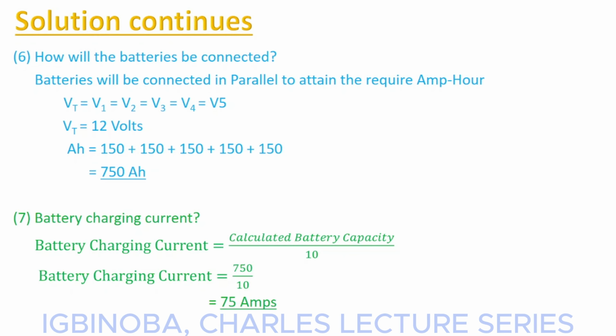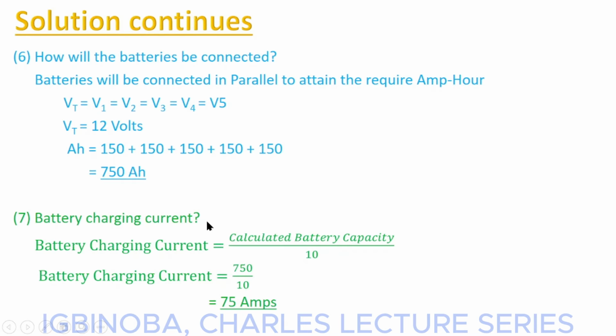That will not be able to drive our load for the required time. So in order for us to get it right, we need to connect the batteries in parallel in order for us to have a system that will give us 12 volts, a battery combination that will give us 12 volts and 750 amp hour.